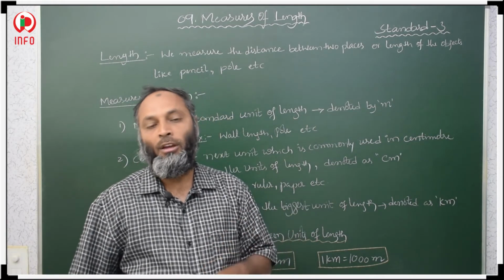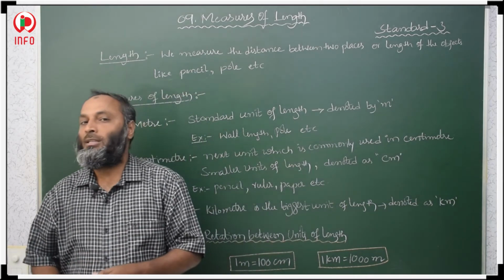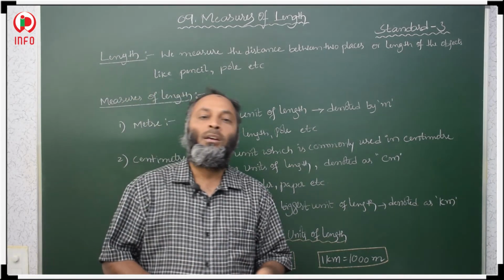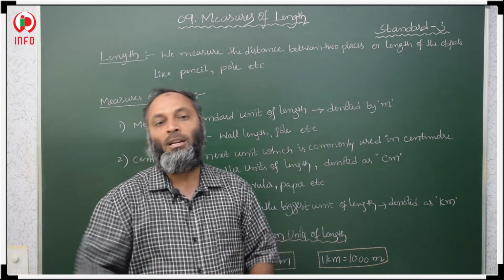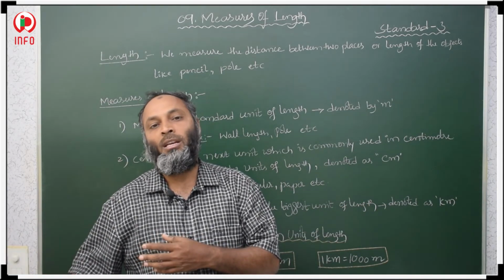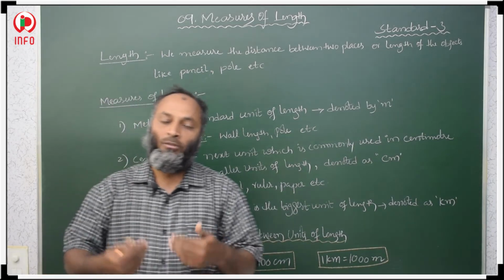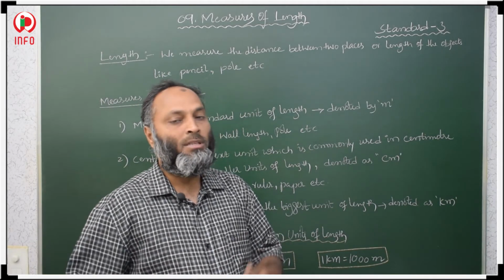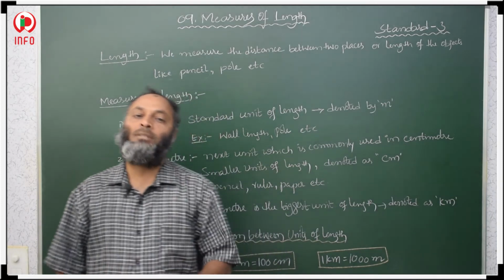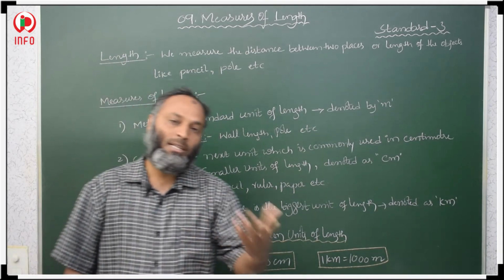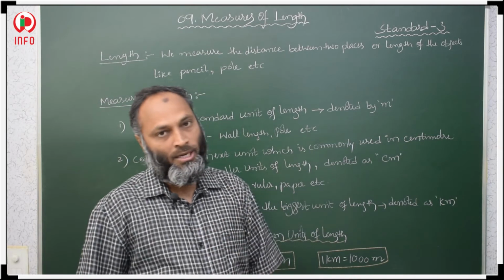So, if you follow the same units, then there is no confusion. Some countries use some units, other countries use some other units, then the difference means confusion is there. So, that is why, to avoid confusion, we are using standard units. What are the standard units? Kilometers, meters and centimeters. These are the standard units.